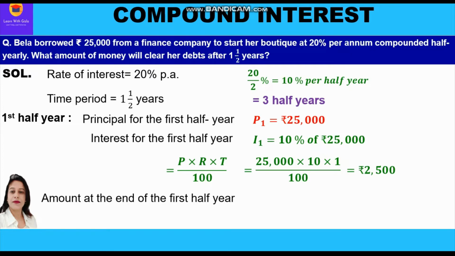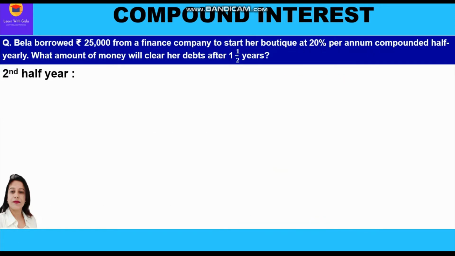So this is the interest for the first half year. And now amount at the end of the first half year is the sum of the principal of the first half year and the interest of the first half year. So we shall add both of them, that is 25,000 plus 2,500, and we shall get 27,500 as the amount at the end of the first half year. Now this amount at the end of the first half year becomes the principal of the second half year.